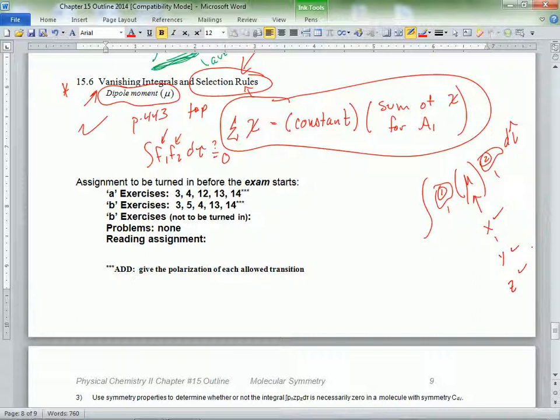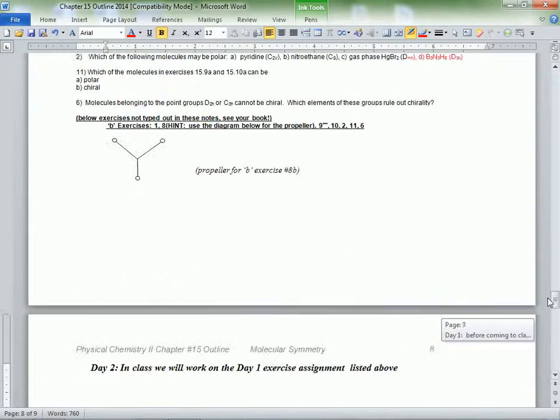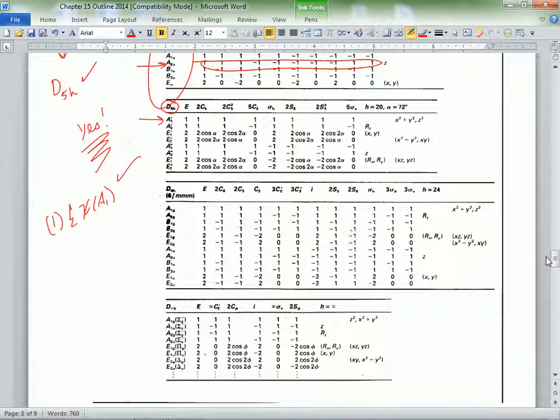And remember where you find them. Just find them in the character table. The x, the y, and the z. Here's how, for example, if it was D something h, x and y would transform with this irrep, and z would be with this irrep. So when they're talking about page 447, it's going to be a little more work.